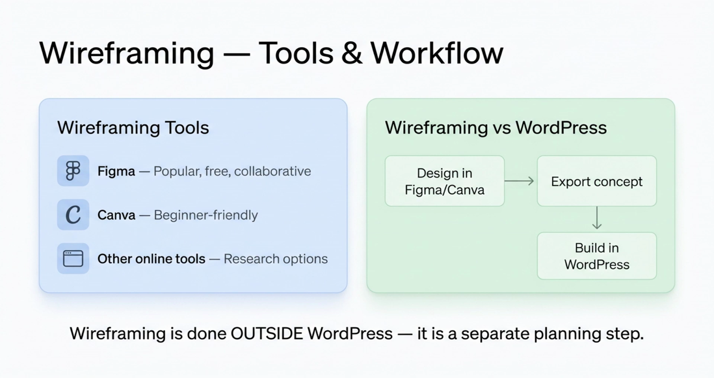Wireframing is a planning step where you sketch out the layout and structure of your pages before you start building. Tools like Figma or Canva work well for this. You design your concept there, then use that as your guide when building in WordPress.